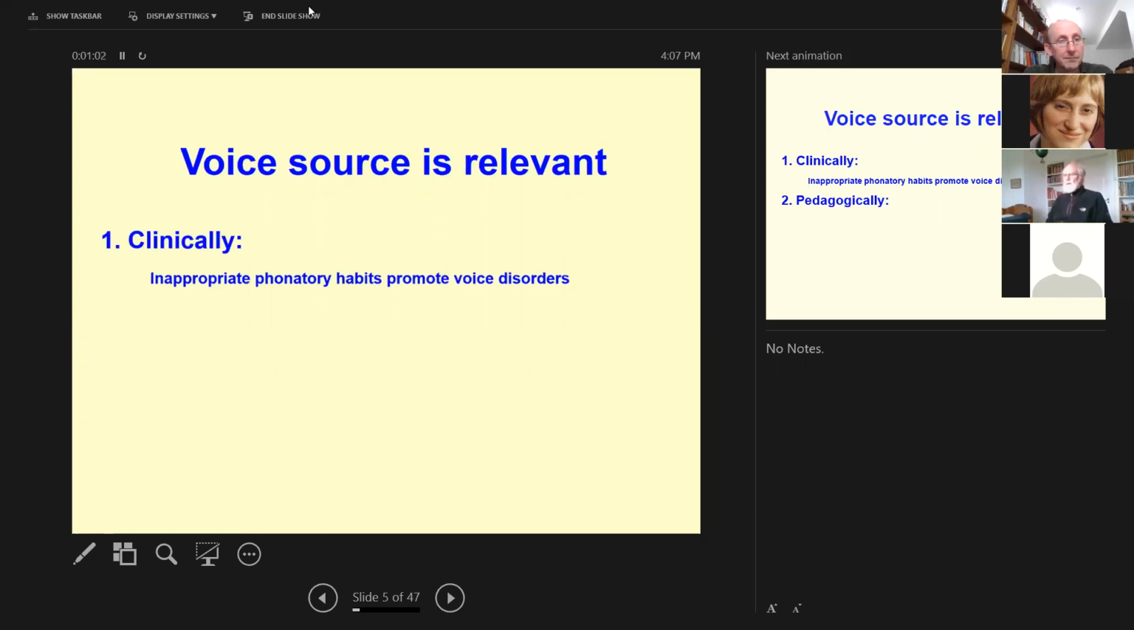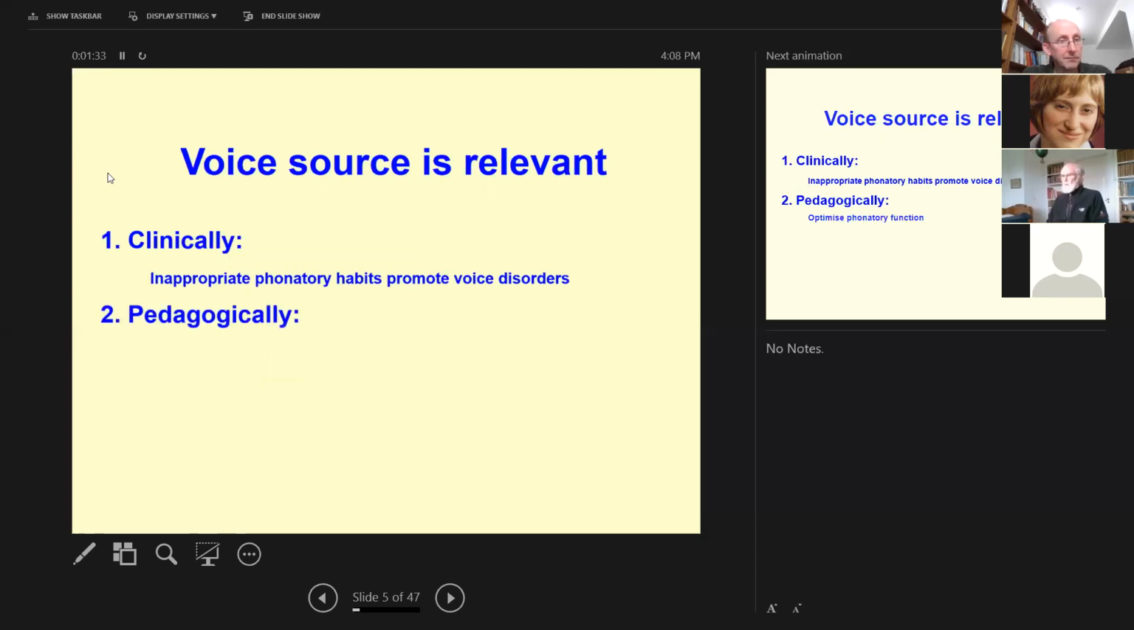One is clinically, because if you get some voice problems, it is very rare that it is the tooth or the tongue or the lips that get sick. It is more likely that it is the phonatory function, the vocal fold vibration function that gets hurt. So voice source is therefore a main theme of phoniatrics and laryngology.